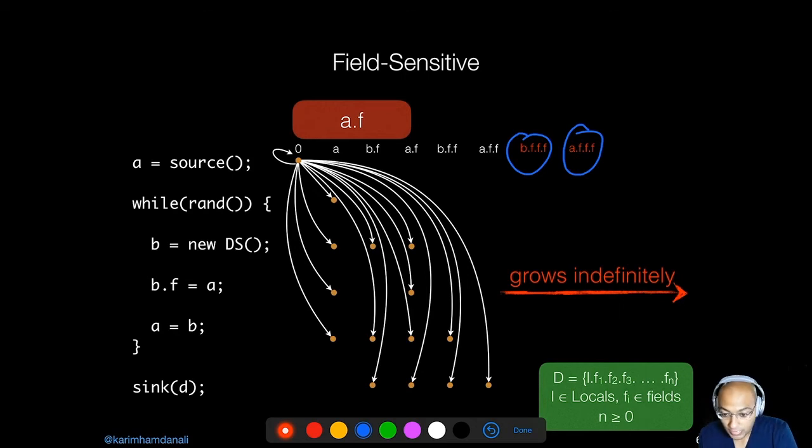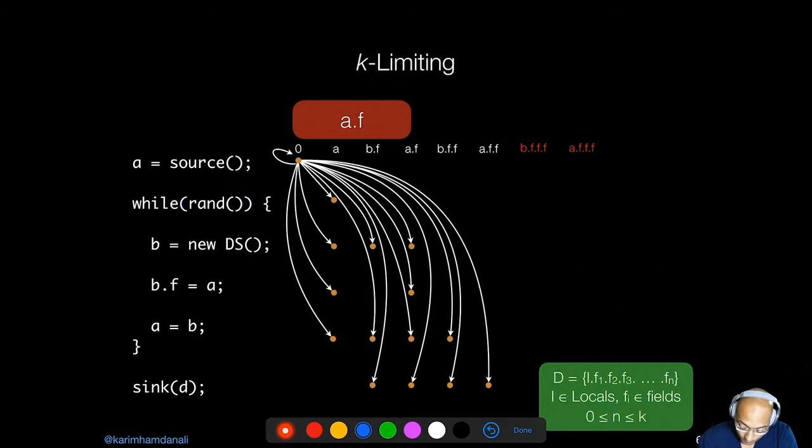And this can go on indefinitely for as many iterations as your program will execute at runtime, which in this case, you don't know how many iterations that is, so you cannot even tell when your analysis will terminate. You cannot determine that at compile time or at static time. So there is only one way around this, really. And this way is we need to put some limit on that n here. We can't let n grow indefinitely.